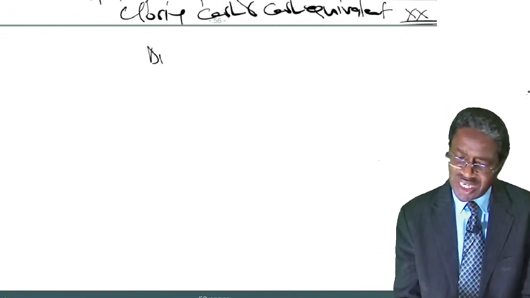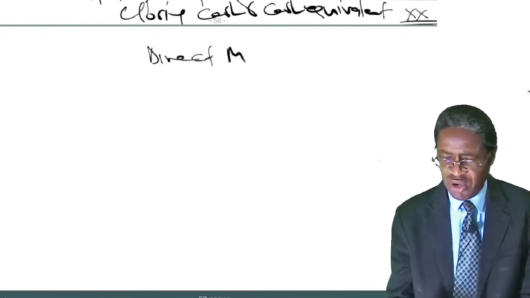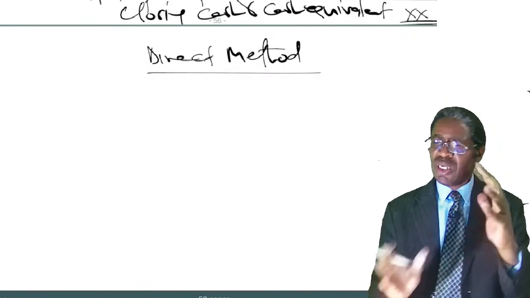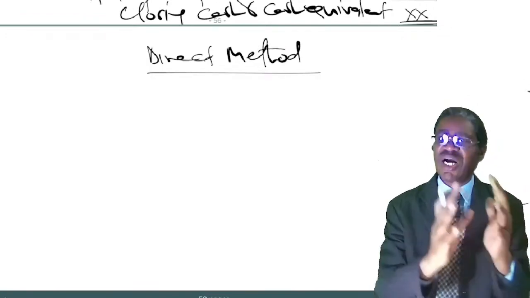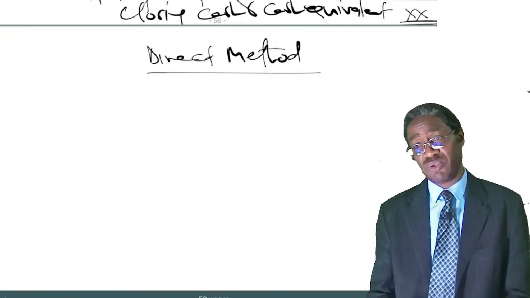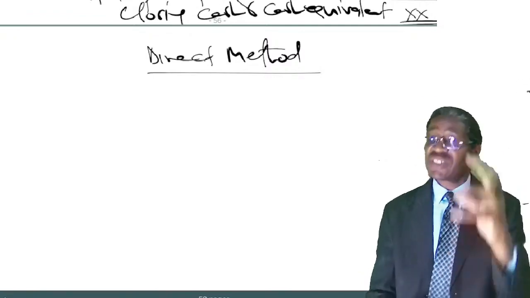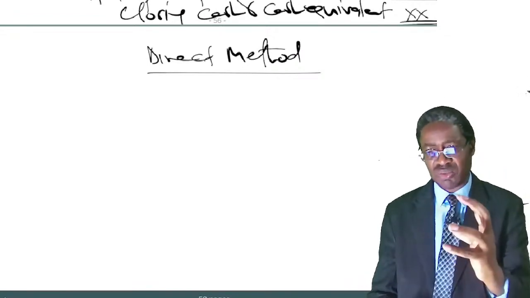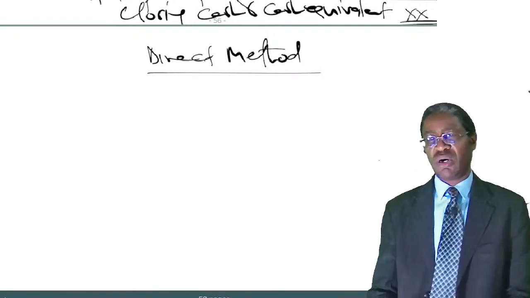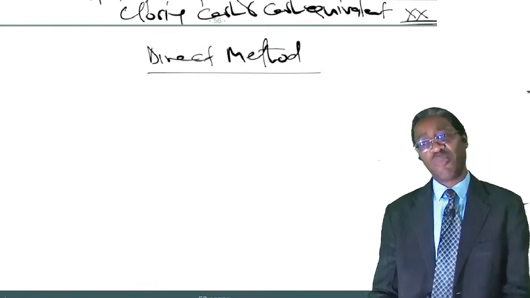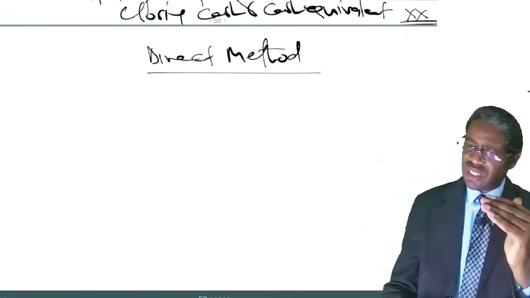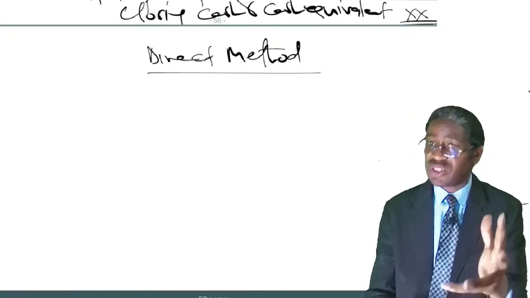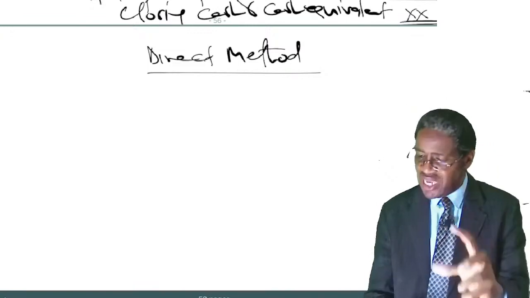Now, for the direct method, don't write. I'll give you time to copy. For the direct method, I also told you before we continue that the difference between the direct method and the indirect method of presenting the cash flow is only in the presentation of the operating activity section. Otherwise, how to present the investing activities and the financing activities remain the same.